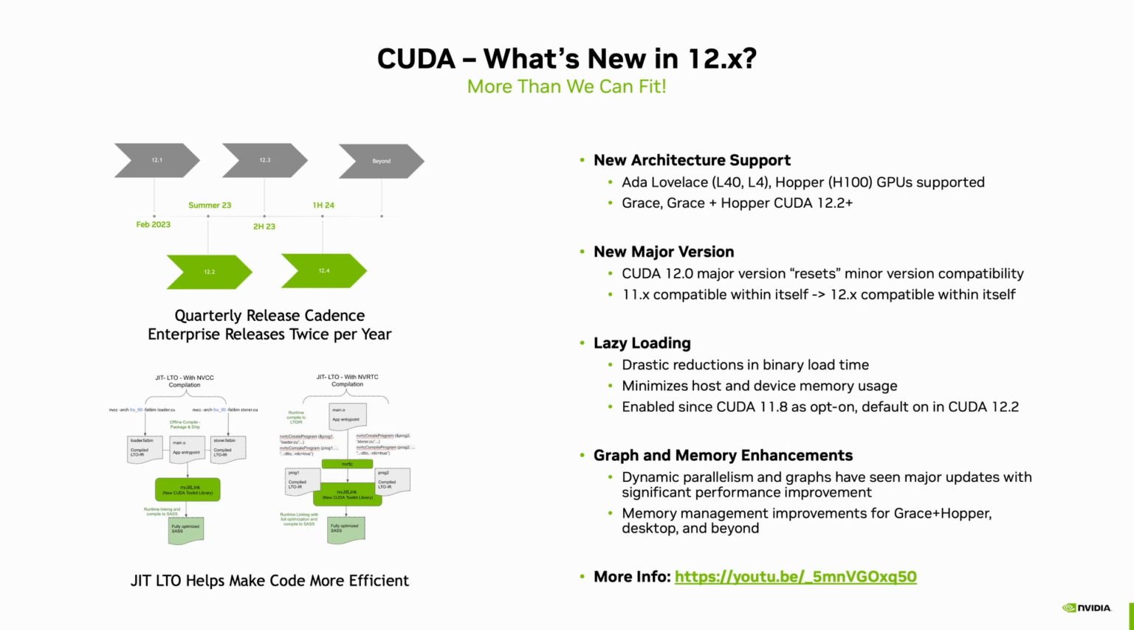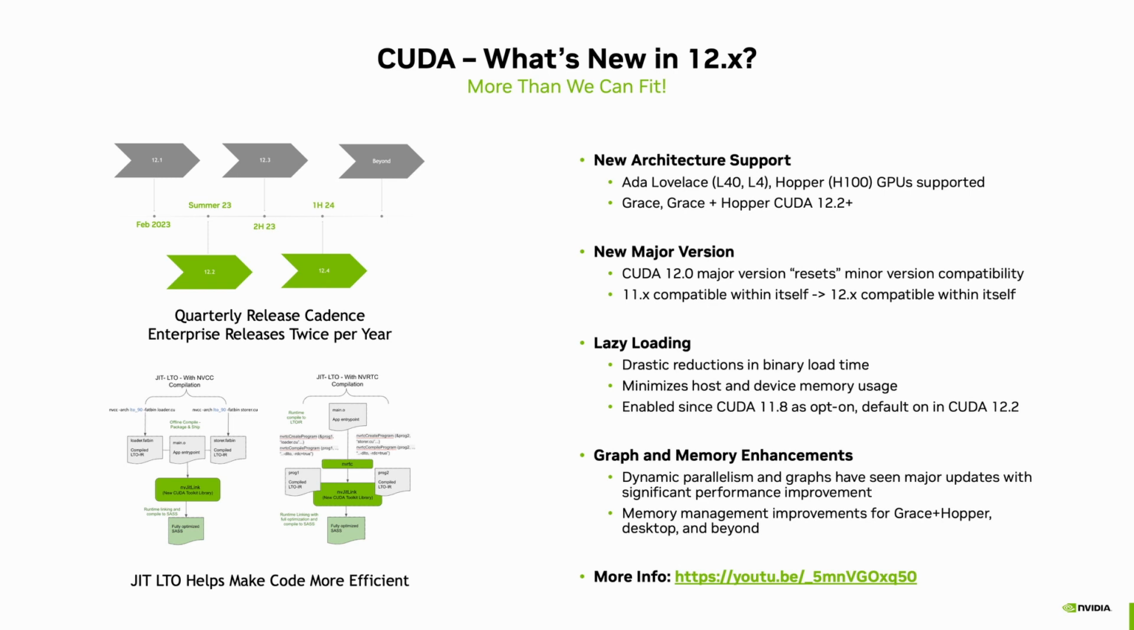I mentioned lazy loading last time, if you had seen our last release video, and really this has been going on since CUDA 11.7, but over time we've made incremental improvements in how we can introduce lazy loading. We make some very drastic reductions in binary load time. We're able to minimize host and device memory usage by only loading not only kernels, but also functions from the libraries as they're used. It's been enabled since CUDA 11.8 as an opt-in technology, and we're actually defaulting to having that enabled for everyone in CUDA 12.2, which we're very excited about. I'll talk a little bit more about that later on.